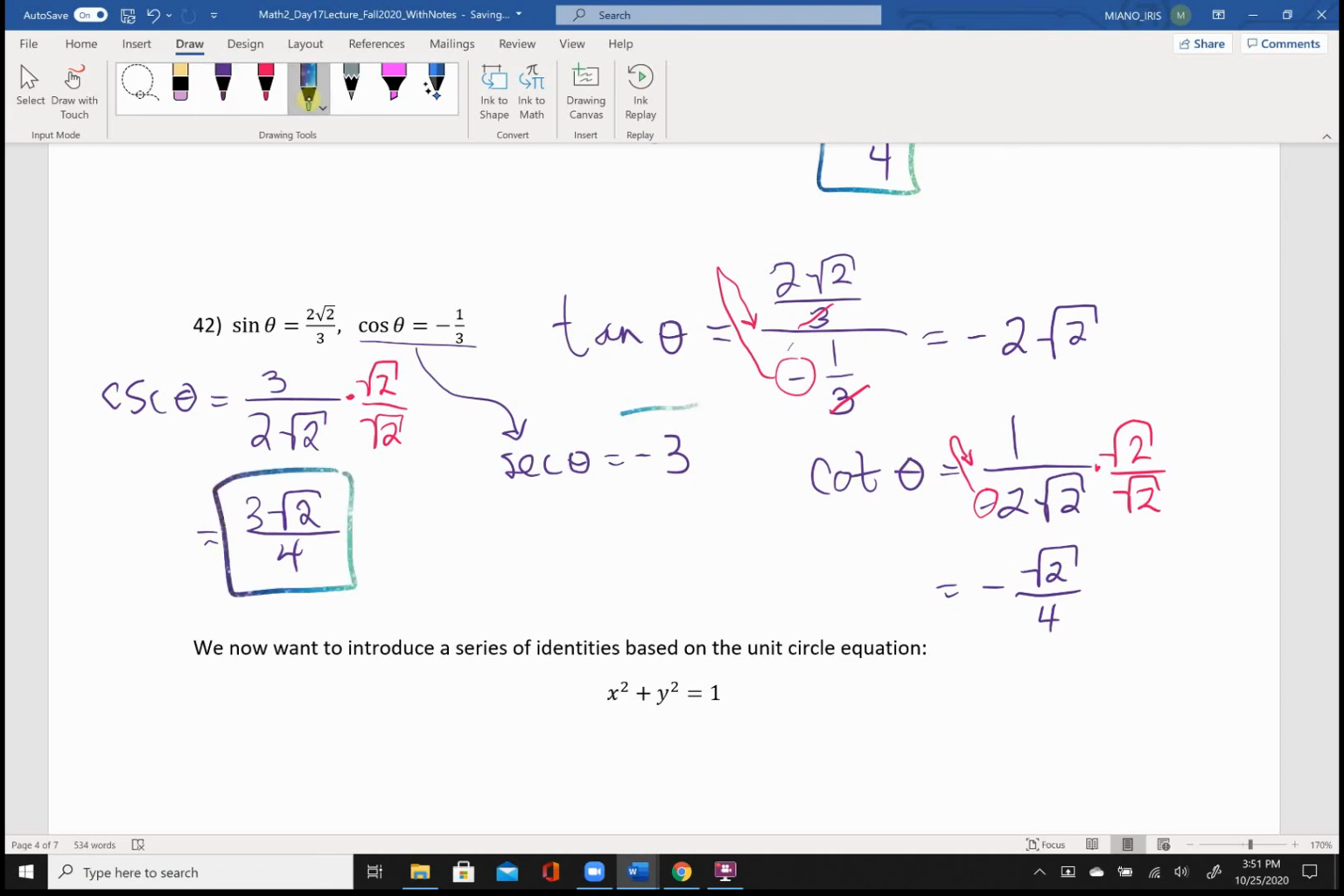So these are all of your 4 trigonometric function values. Okay, great. So next, what shall we do?